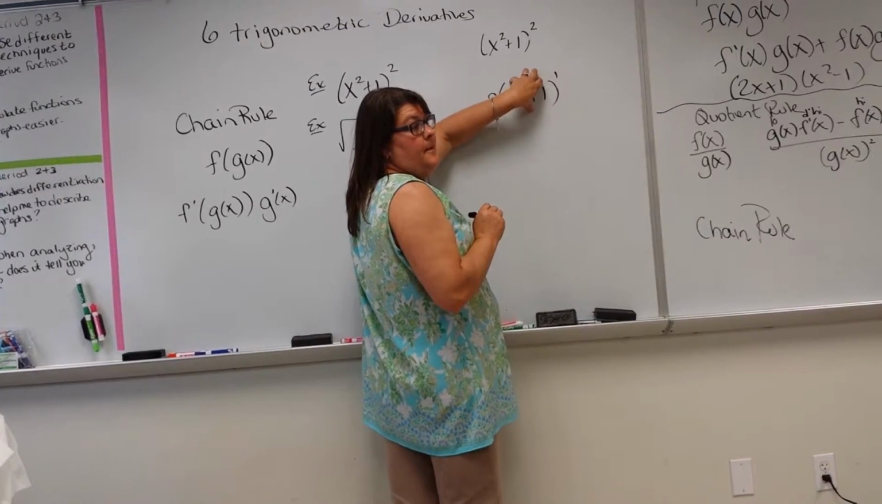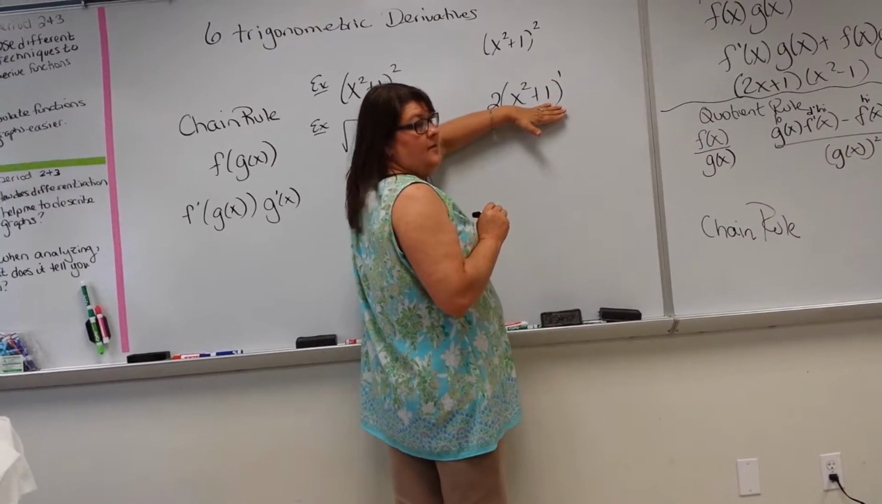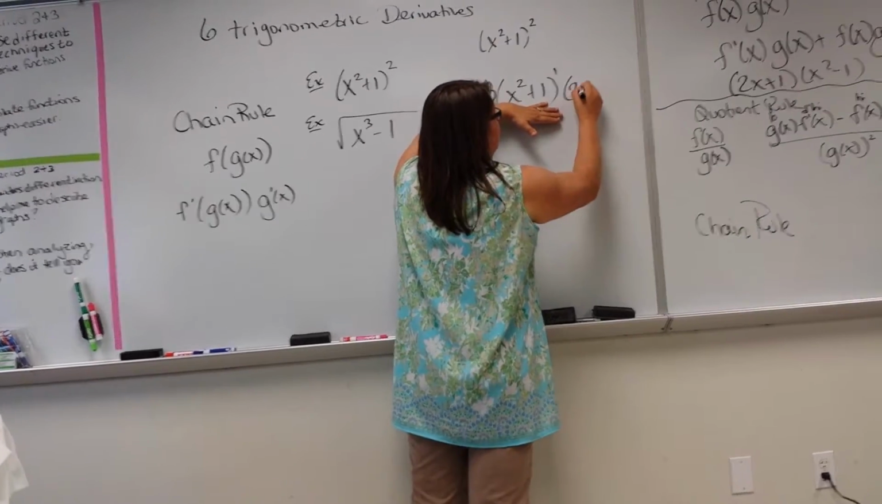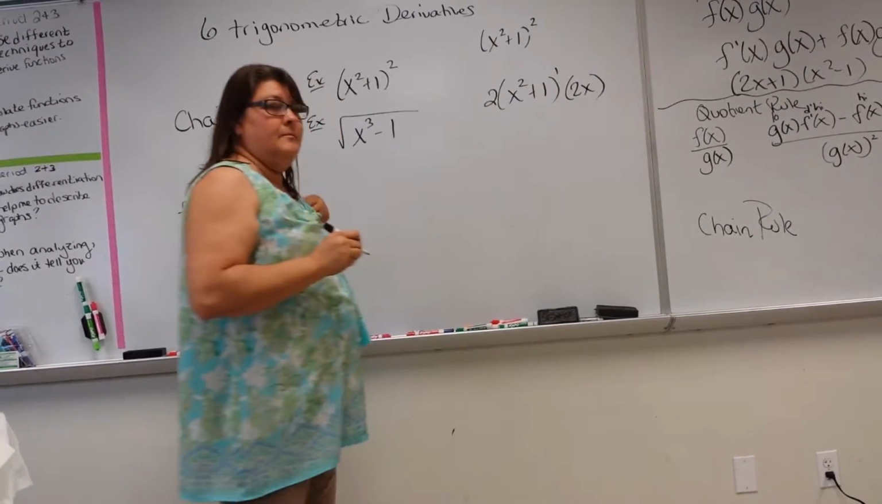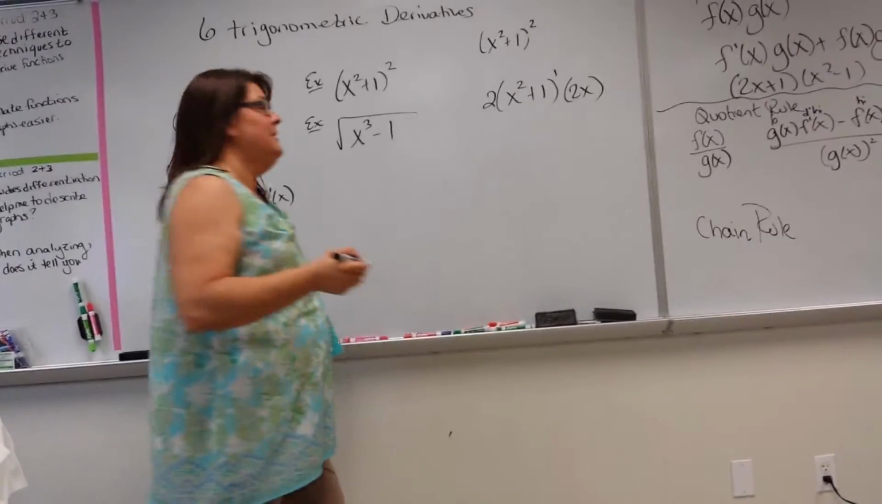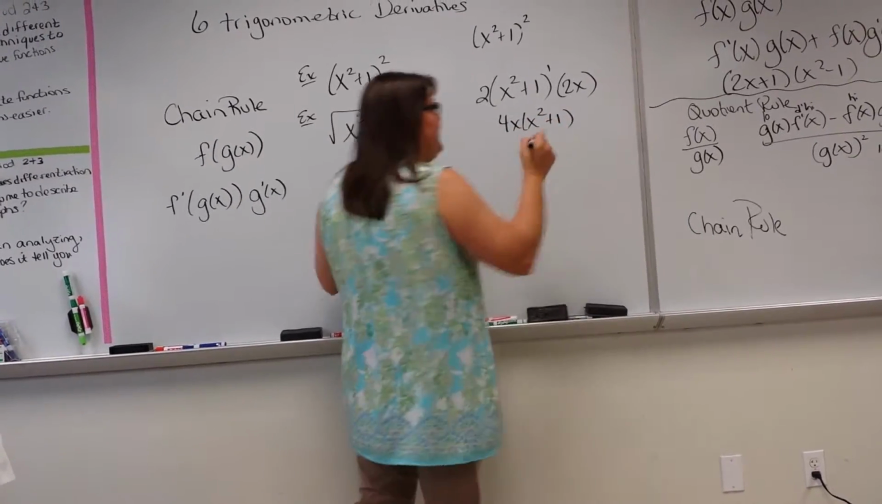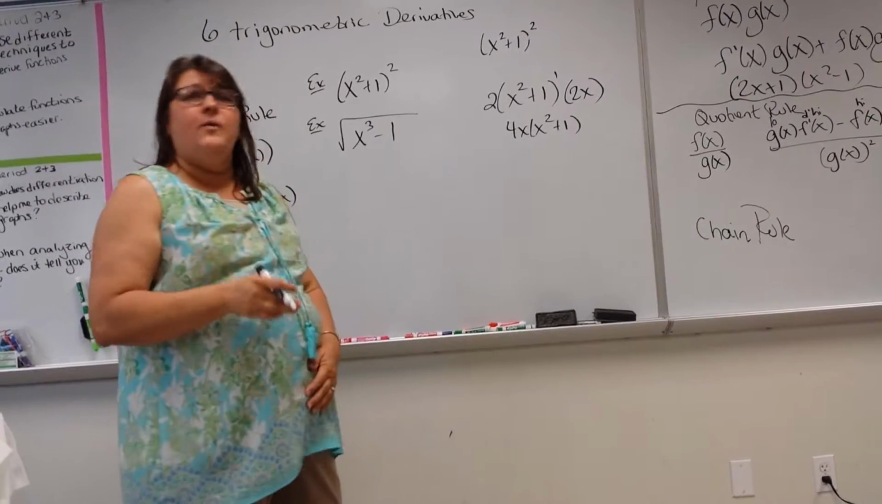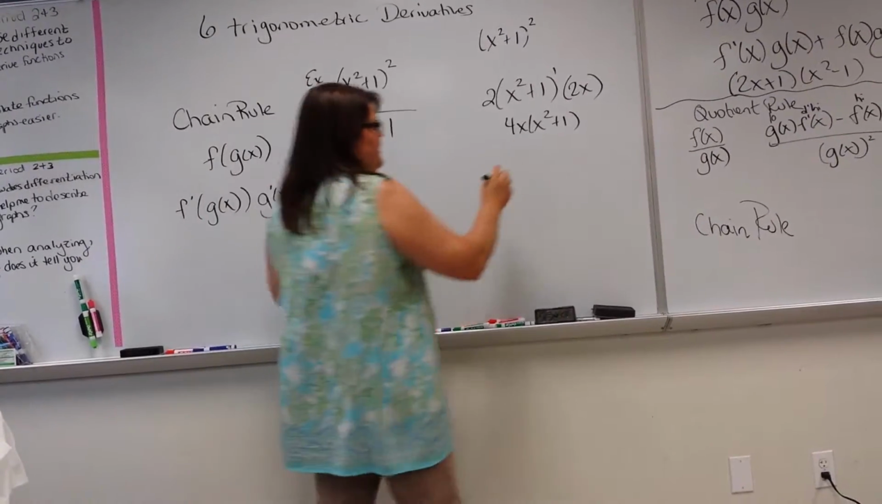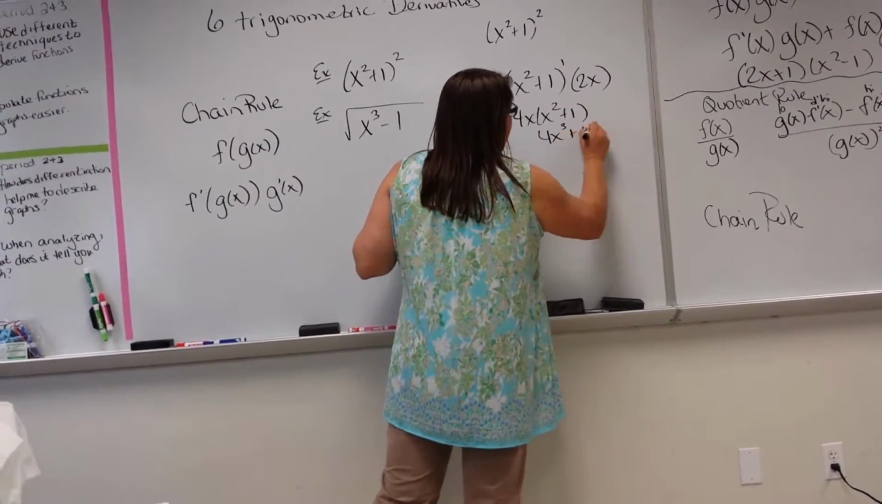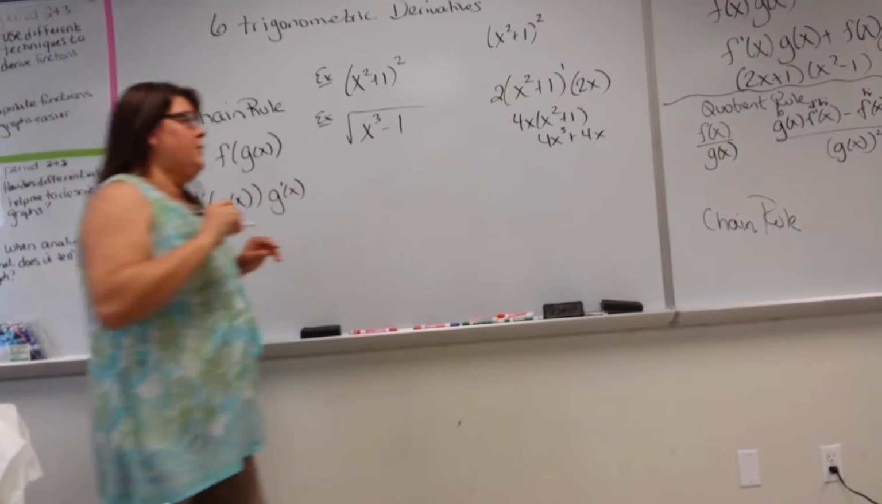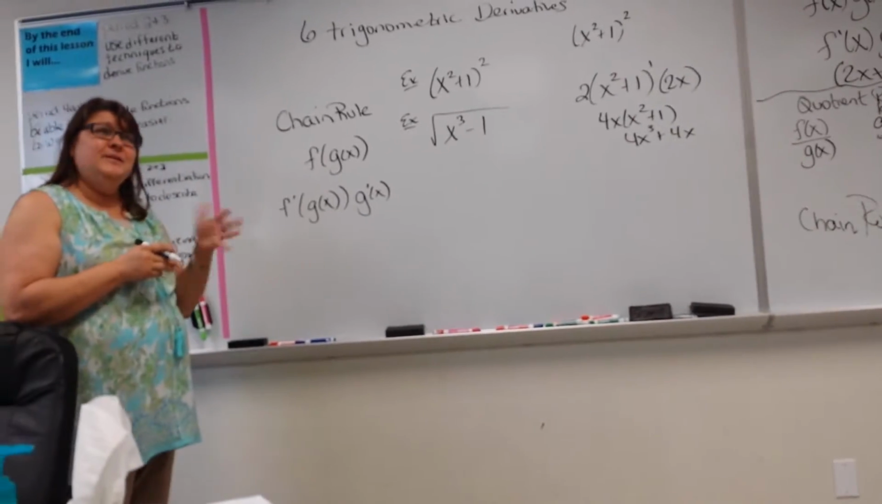And now you have to get the inside derivative. Now we gotta take the inside derivative, which is 2x. That's really easy. So you clean it up, you got 4x times x squared plus 1, and because it's to the first power, I still can distribute the 4x through. So 4x cubed plus 4x. Are we good?